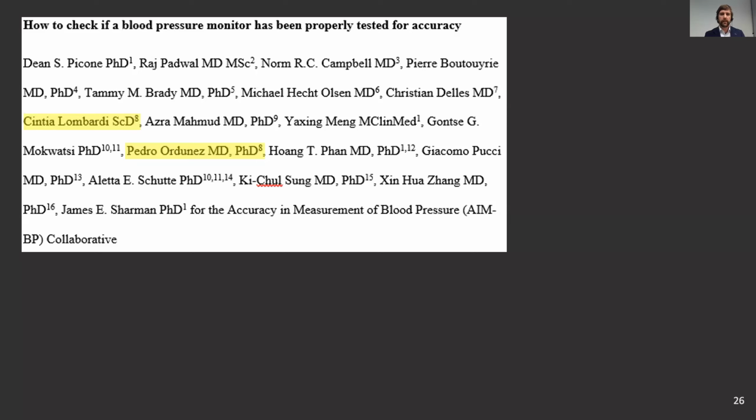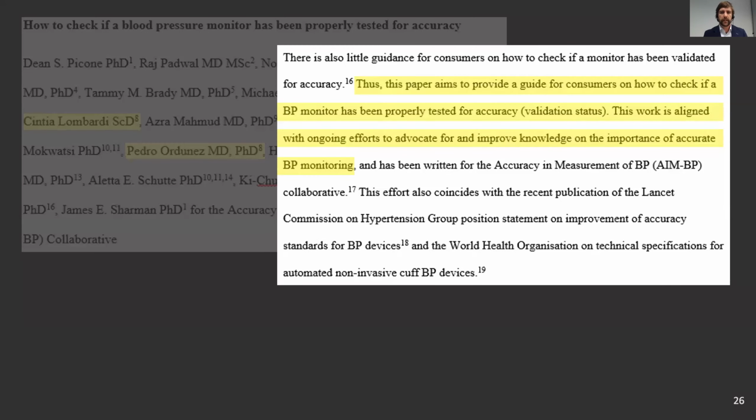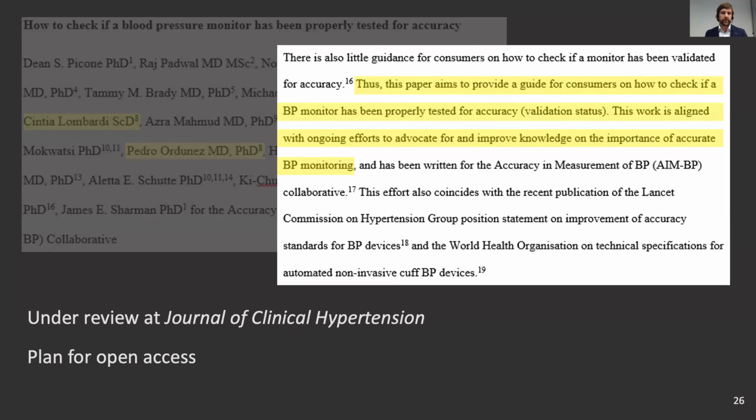And we've also currently got a document under review at the Journal of Clinical Hypertension, which essentially describes these practical resources in a bit more detail. And next slide, please. So again, that's just highlighting the aims of the paper. Next slide, please. And it's currently under review.